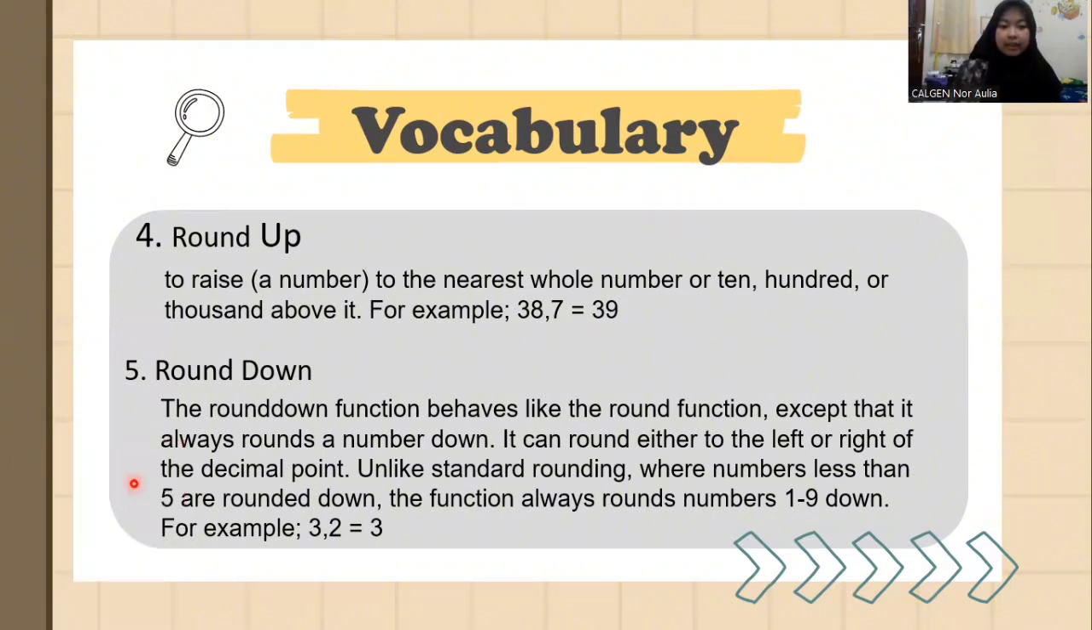For the simple example, like 3.2, we can round down to 3 because 2 behind the point is a number less than 5. So we can round down to 3.